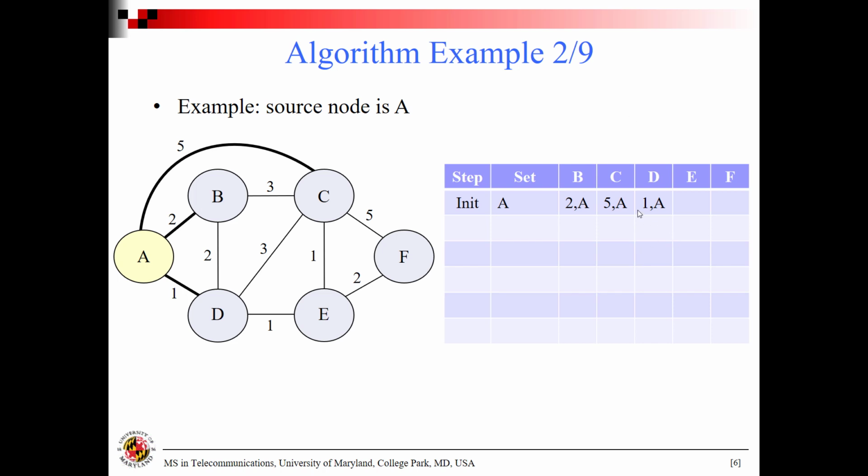And that's going to be, as you can see, D, because that's the smallest cost, right? Because the costs are 2, 5, 1. The smallest cost is 1, so we're going to pick node D. So node D will be the next node that we will put in the set.